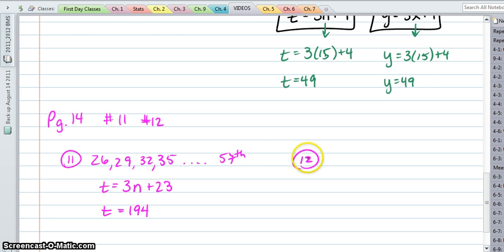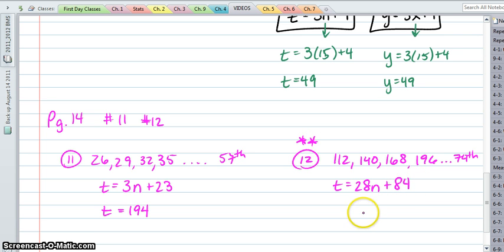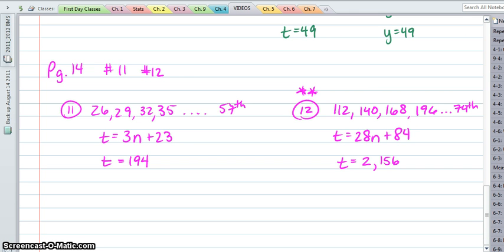With number 12, this was 112, 140, 168, 196, and we're asked to find the 74th term. We get t equals, this one was tough, 28n plus 84. This one was pretty tough. Were you able to get this one? When we plug 74 in for n, we do get t equaling 2,156. So that's a little bit trickier, but I definitely believe you should have gotten number 11.